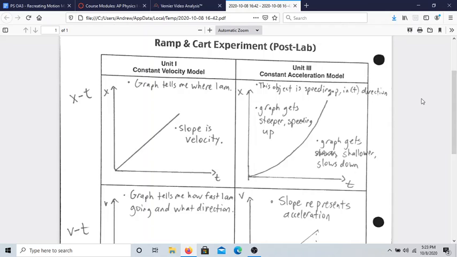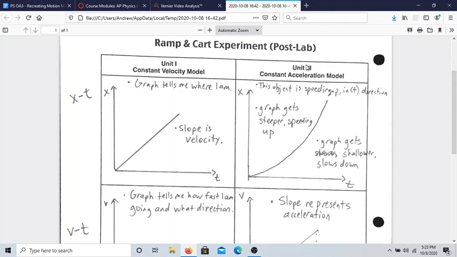So what we have here is a couple different spaces. We're going to end up having three different types of motion graphs that we can use to model the motion of something. Now, this particular note sheet has it labeled Unit 1, which is constant velocity model. That's for things that are moving at a constant velocity.